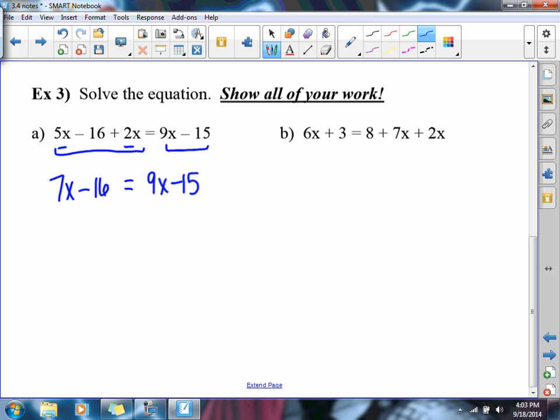So now I have to get all my x's onto one side of the equation and all of the numbers onto the other. And again, I'm going to decide to move the 7x or to move the 9x. Now really I could move either of them, but I want to pick on the smaller one. So I'm going to move the 7x to the other side. So I'm going to do the opposite of a 7x, which is a minus 7x.